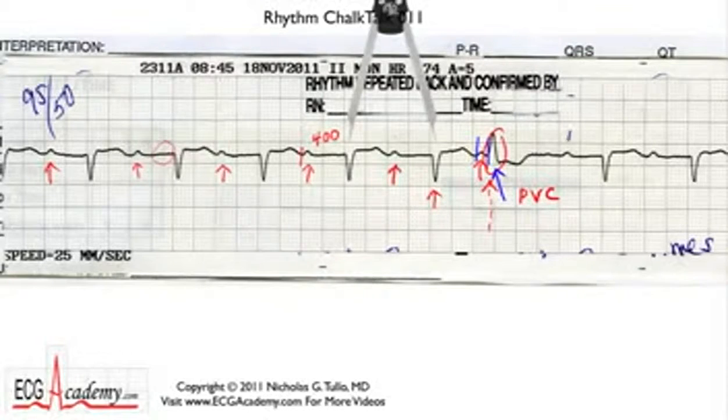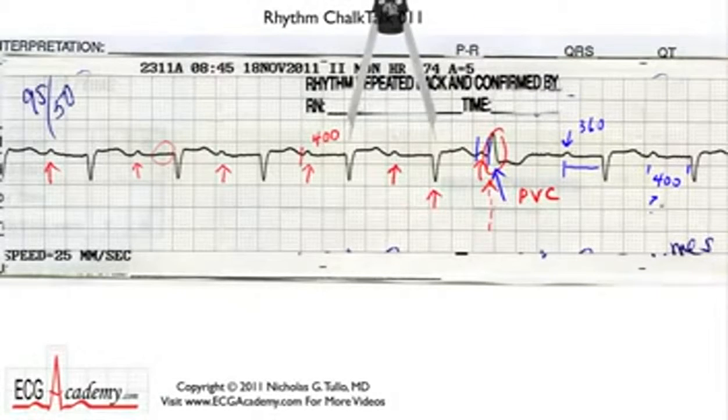Well, the next P wave does occur on time, and then you have a PR interval that's a little bit shorter. Look at that. It's about one small box shorter, so we'll call this 360 milliseconds. And this one's back to 400 again. Well, does that make sense?